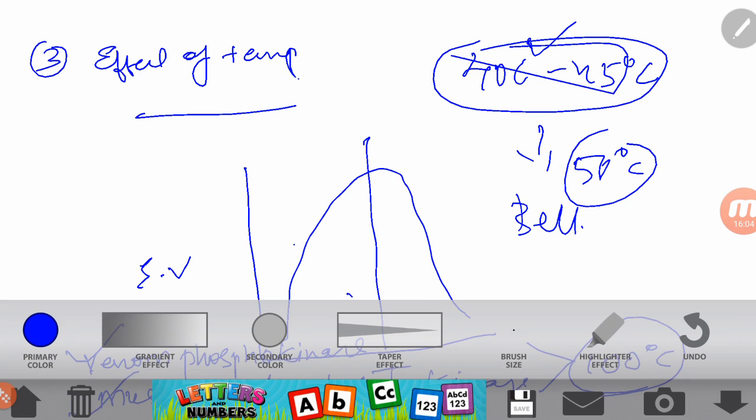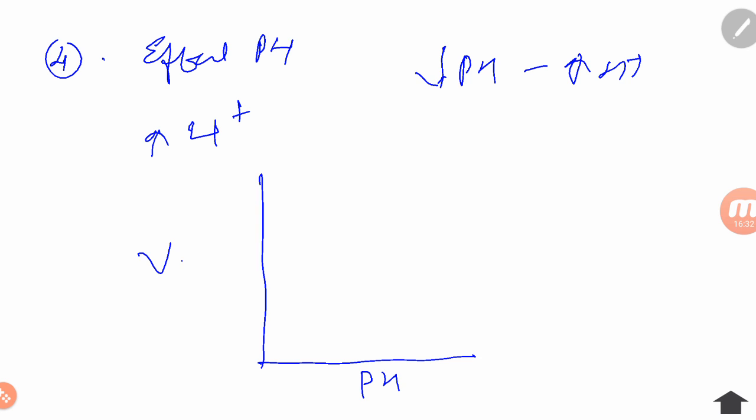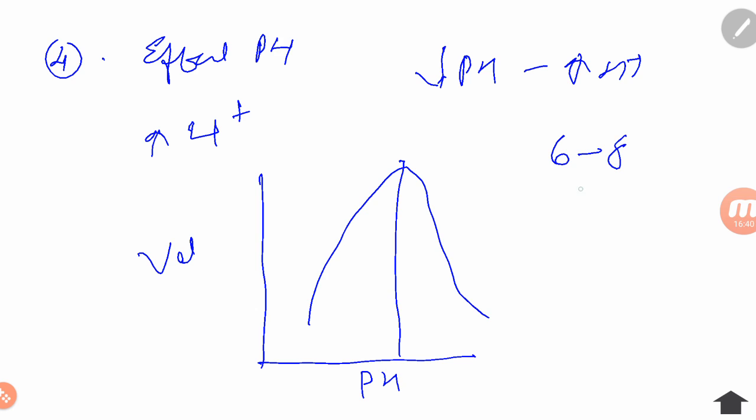So we are done with the third factor, temperature, and now we are moving to the fourth factor. The fourth factor is the effect of pH. It has a similar effect. A decrease in the pH is nothing but an increase in the H plus ion concentration. I hope you know this. Whenever there is an increase in the H plus ion concentration, that's going to affect the enzyme directly or indirectly. If you take the graph between the pH and the velocity, it is again a bell-shaped graph. The majority of the enzymes are very active at pH 6 to 8, that is almost neutral pH.